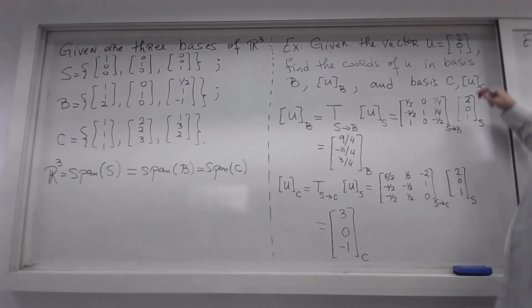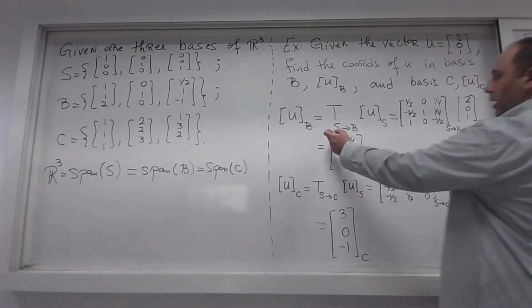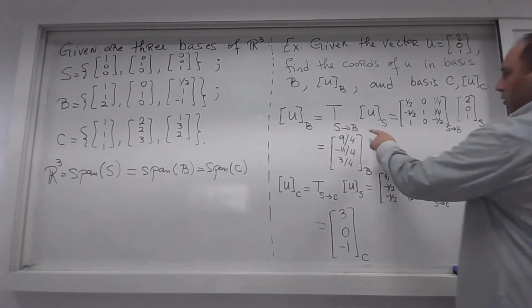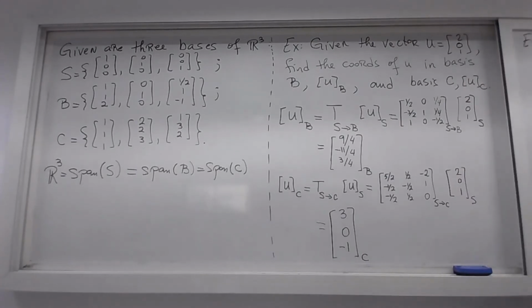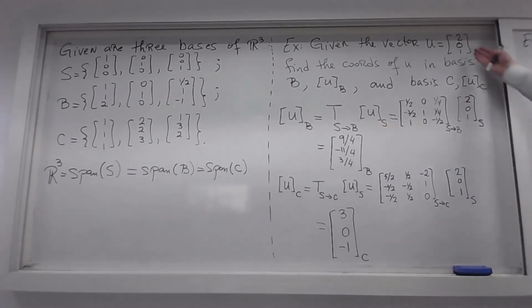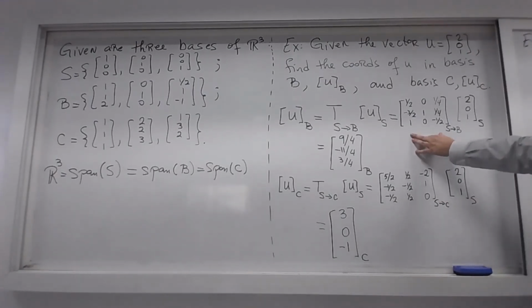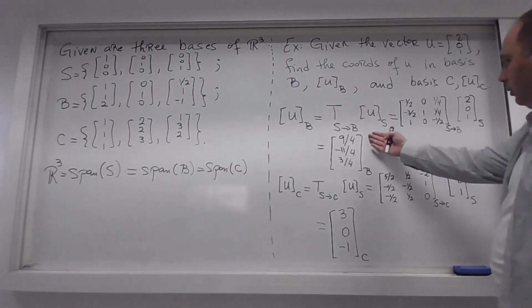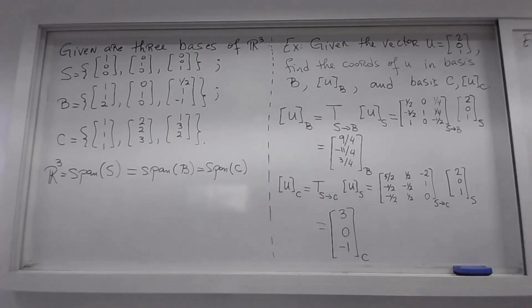So how do I find coordinates of u in basis B? Well, easy. I take the transition matrix from standard basis to basis B, and I multiply it by the coordinates of the vector in standard basis, which are just entries of the vector. So transition matrix from standard basis S to basis B, we already computed that, times the coordinates in standard basis, do the product, and we get the coordinates of the vector in the basis B.